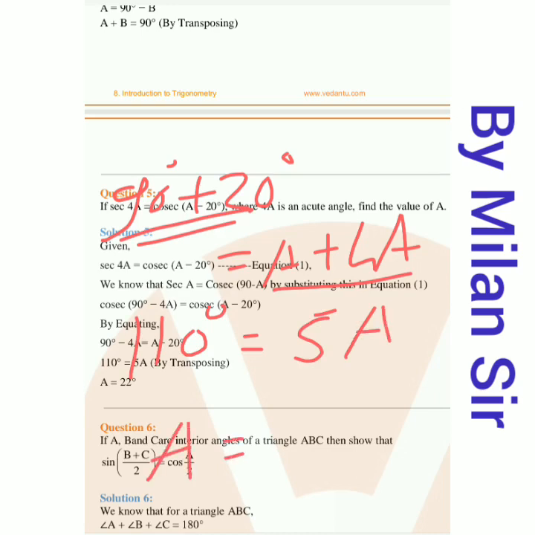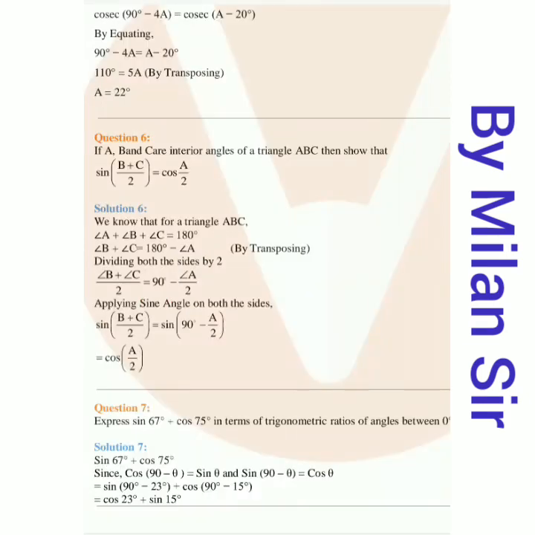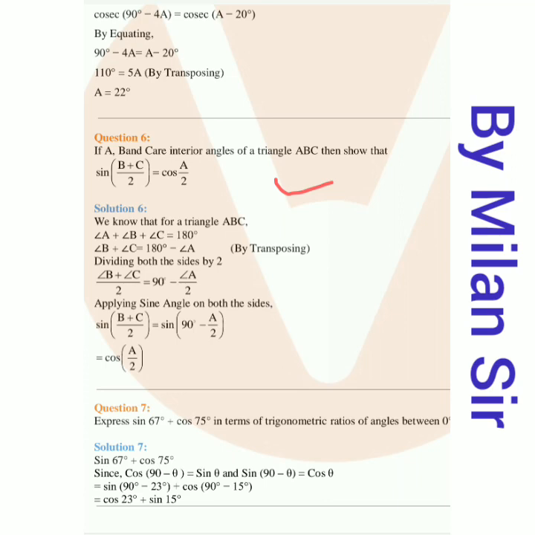So a is equal to, now transfer this 5 to the left hand side, it goes in division. 110 upon 5 is equal to 22, because 22 times 5 is 110. So our final answer is angle A is equal to 22 degrees. Done. Question number 6. If A, B and C are interior angles of a triangle ABC, then show that sin (B plus C) by 2 is equal to cos A by 2.